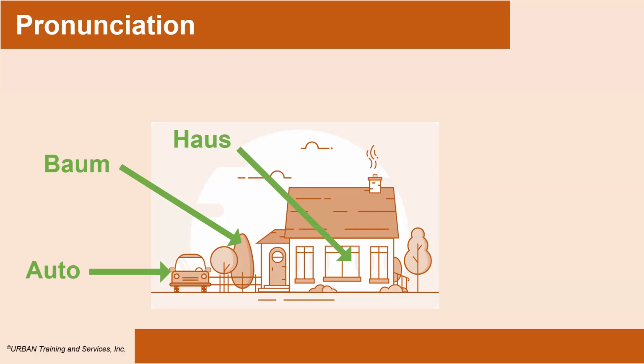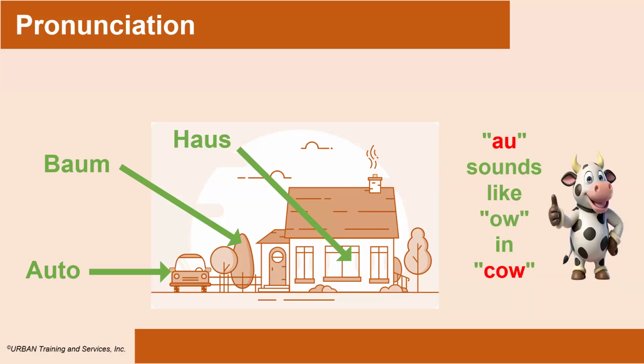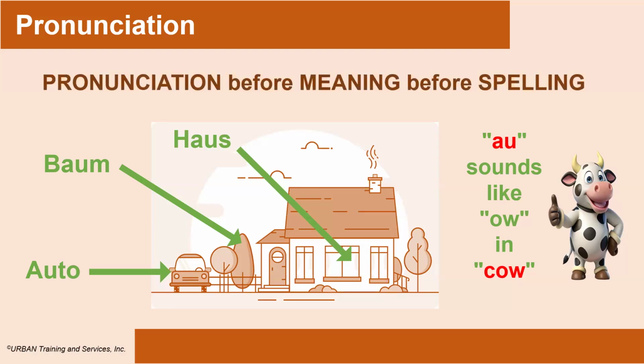So, what do we learn from this? Well, the letter combination AU in German sounds like Au in cow. And you'll hopefully see that pronunciation must always come before meaning, before spelling. This is how you should learn. Hear the sound, be aware what it means, and then see the spelling. Pronunciation before meaning, before spelling. That's a great way to learn.